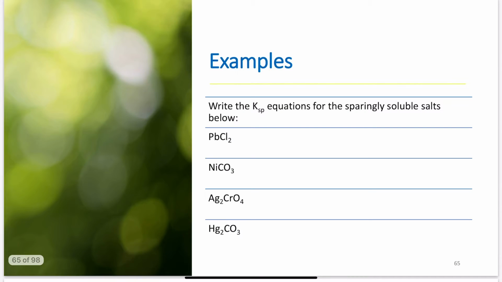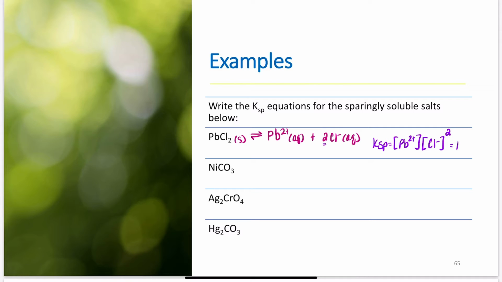Write the Ksp equations for the sparingly soluble salts below. If I have lead(II) chloride, if this is a solid, I know by the rules this should be insoluble. What it really means is a little bit breaks up into Pb2+ and 2 moles of chloride ions. The Ksp here is equal to [Pb2+][Cl-] squared. Remember that the coefficients become the exponents. We haven't had to deal with that for pretty much since the equilibrium chapter, but that's back. And this equals 1.17 times 10 to the minus 5.